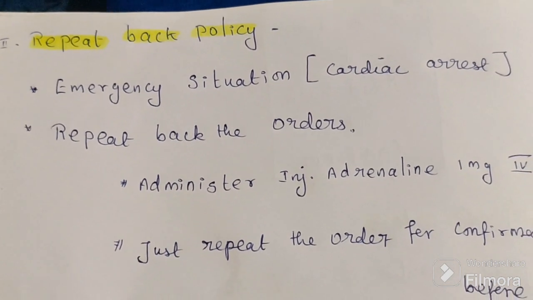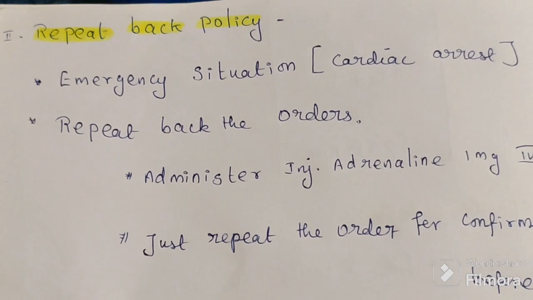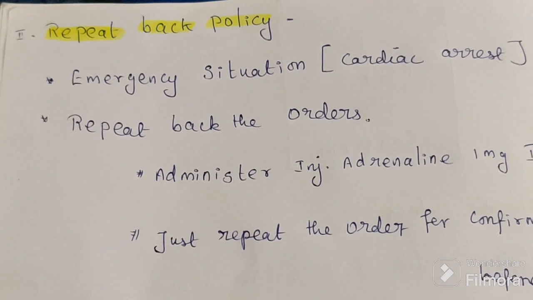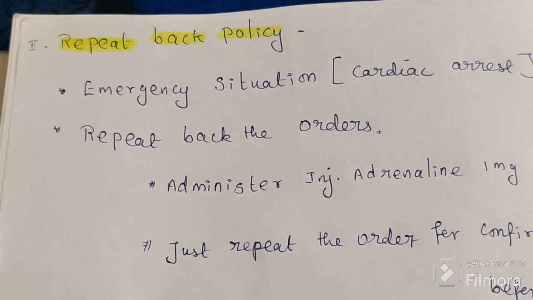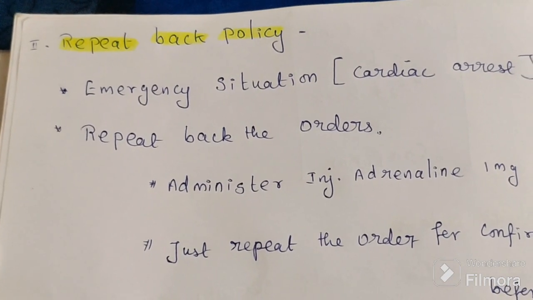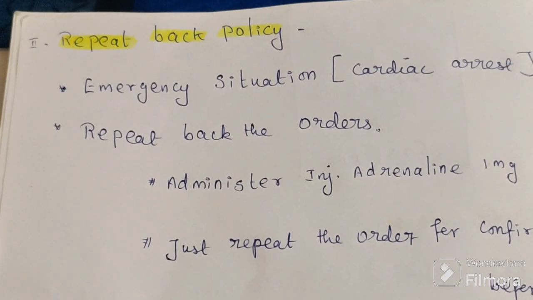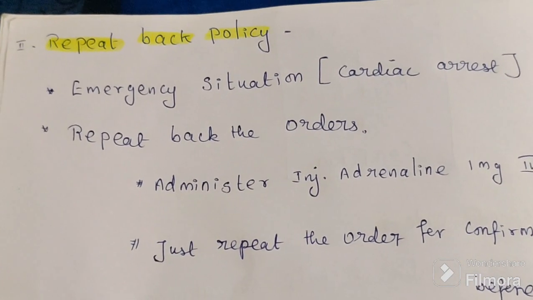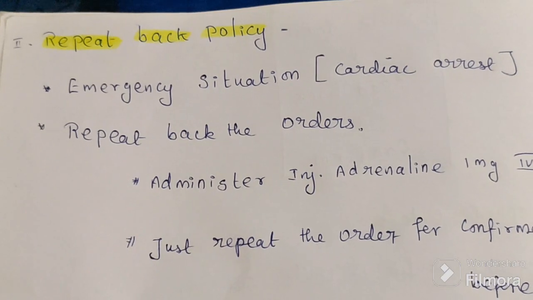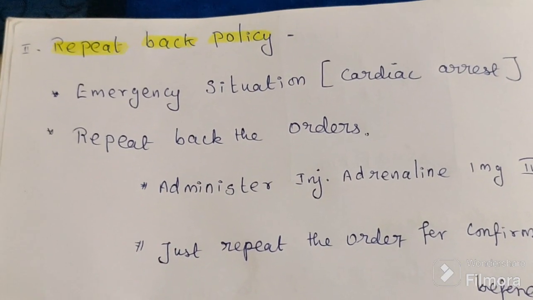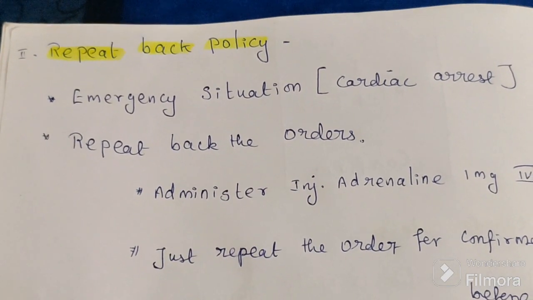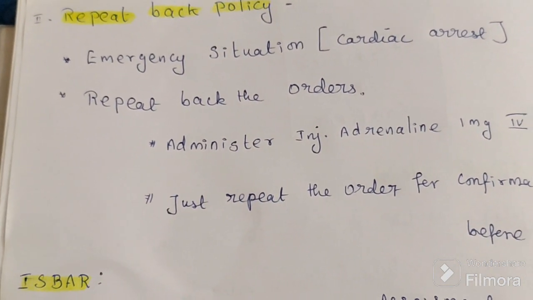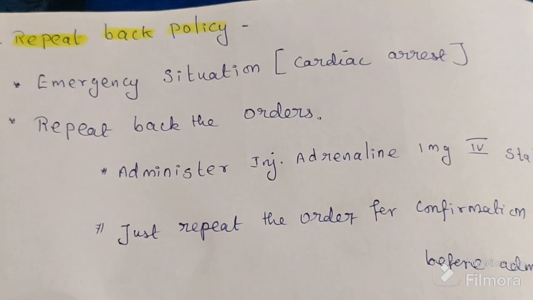Moreover, in all hospitals we have a list of drugs approved for verbal order. For instance, narcotic or high alert medication orders are not accepted through telephone. So you have to go through that policy and make sure which drugs can be received through telephonic order. Repeat back policy.